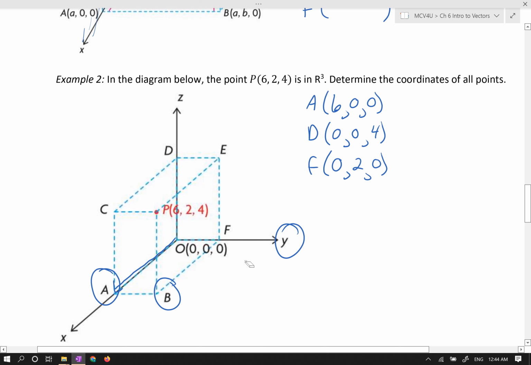So I'm working here. Point B will share the coordinates with A, so it'll share that same x coordinate, that's 6. And it's going to share the same y coordinate as point F. So I'm working with 6, 2, still 0.